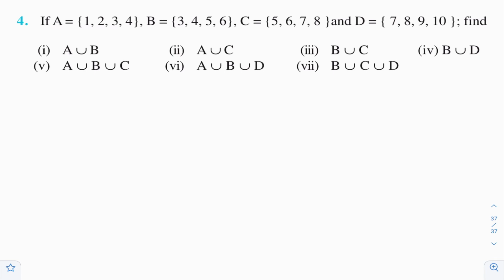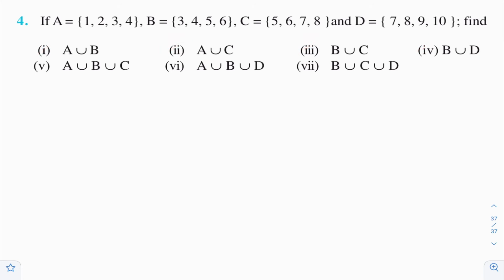Now, see this fourth question. Fourth question is very easy question, but so many bits are there. I don't want to do all the bits. Listen, set A is given like this: 1, 2, 3, 4. Set B is given like this: 3, 4, 5, 6. Set C is given as 5, 6, 7, 8. Set D, 4 sets are given. Find A union B, A union C, B union C, B union D, like that.